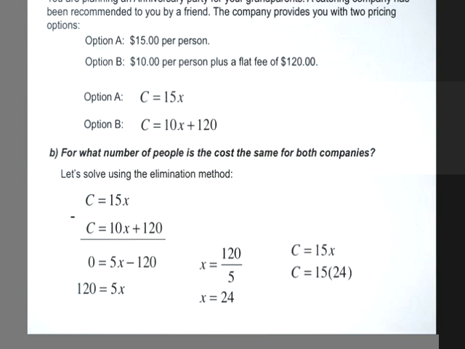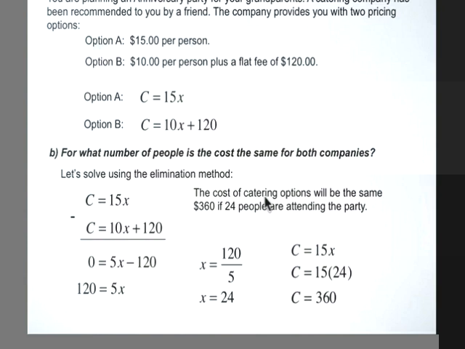If we sub into our equation for option A, c is equal to 15 times 24, we get a cost of $360. So the cost of catering options will be the same, $360, if 24 people are attending the party.